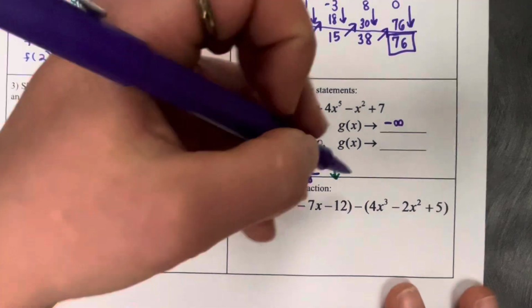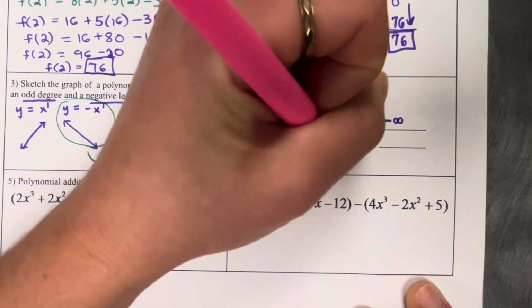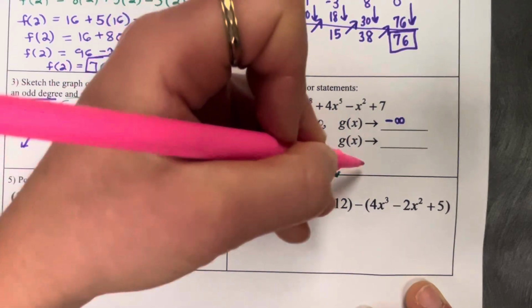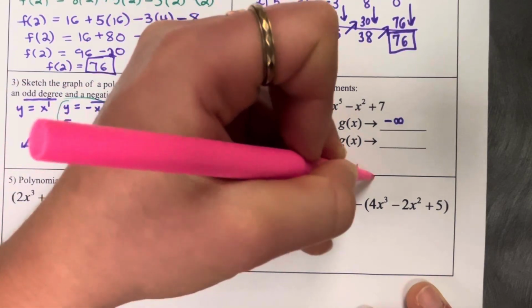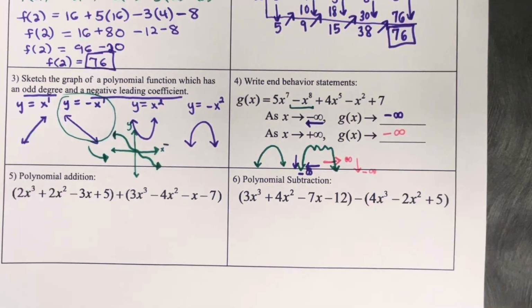And then if we go to the right, so if we travel all the way to the right to positive infinity, what is the actual function doing? It's going down to negative infinity. So again, the end behavior goes to negative infinity.